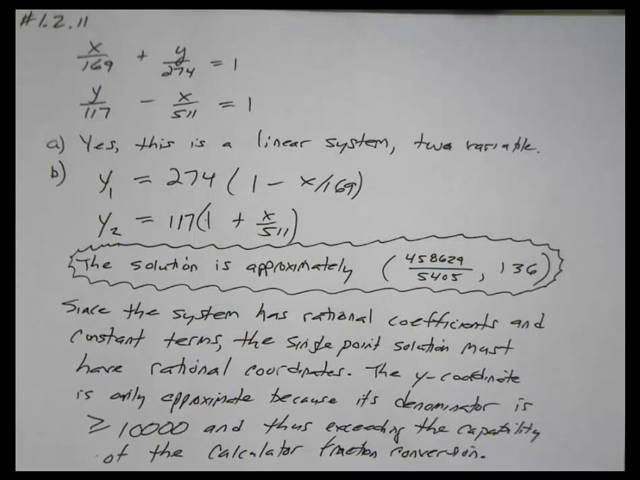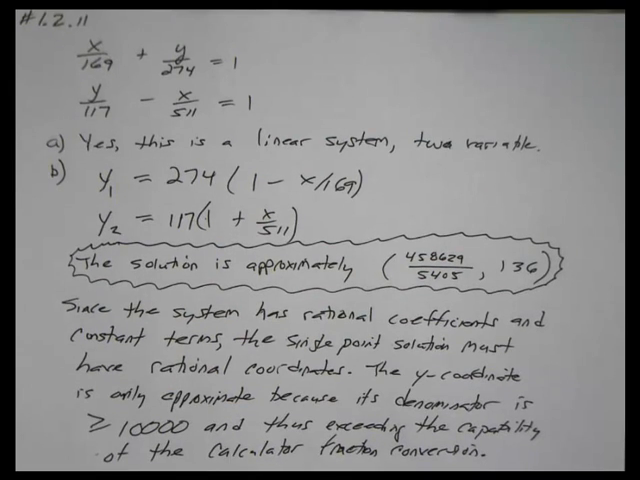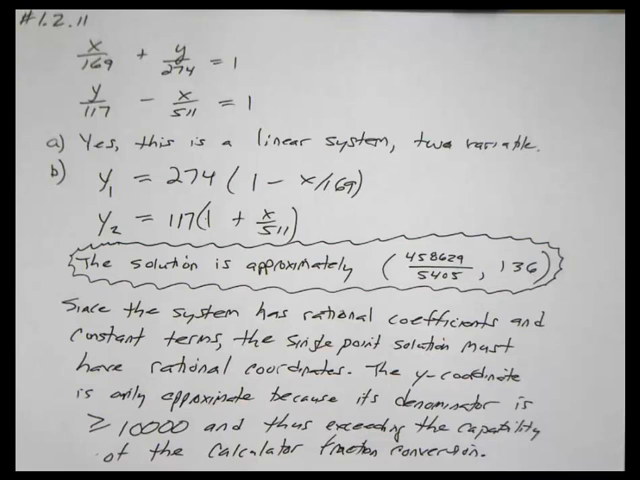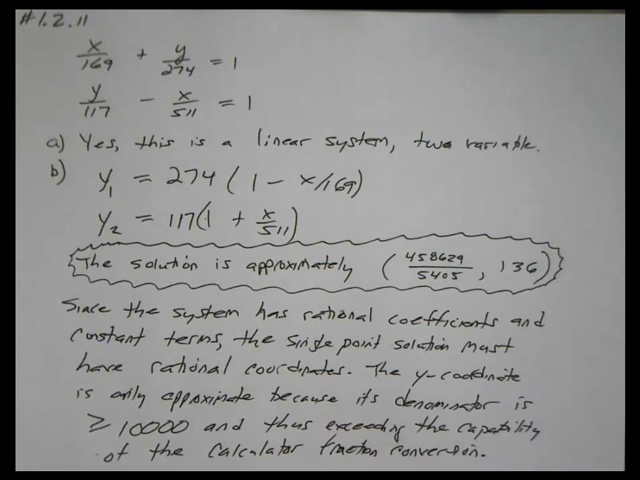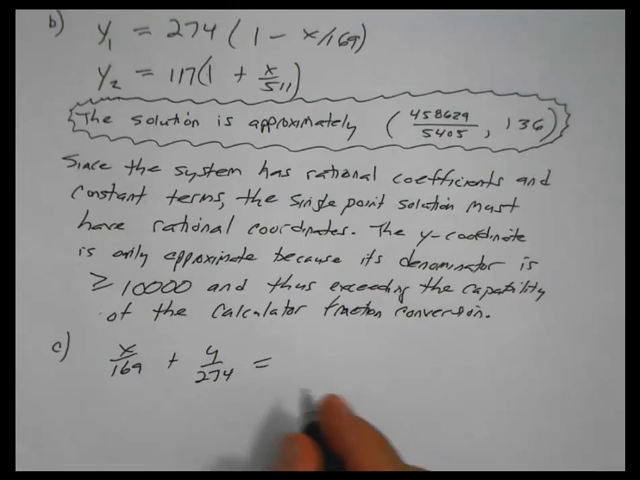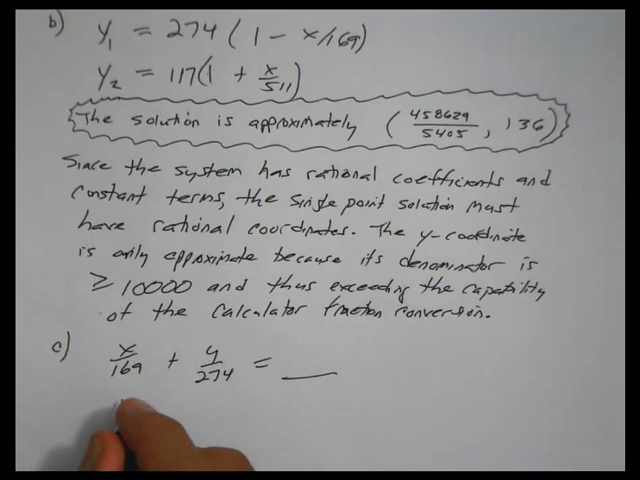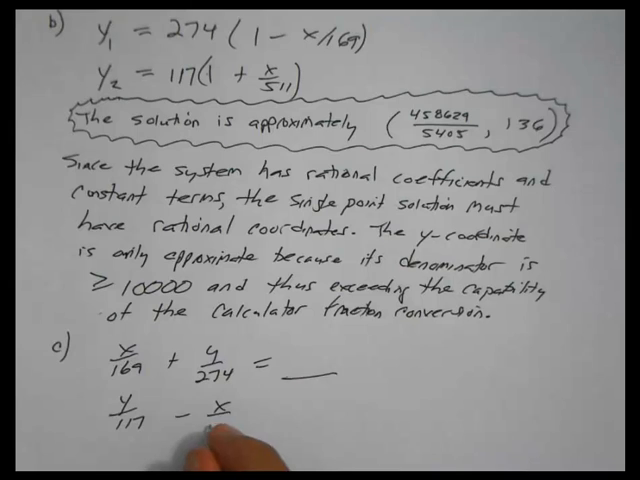Now, that brings us to part C, where we want to check our work here. Alright, for this, it's time to make use of those original equations again. We plan to do an x over 169 with the calculator plus a y over 274 and see what happens there. Secondly, we'll take a look at y over 117 minus x over 511. See what happens there. Okay, let's go.